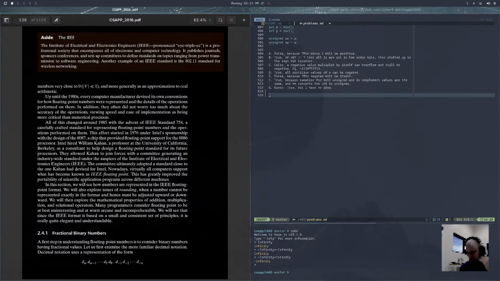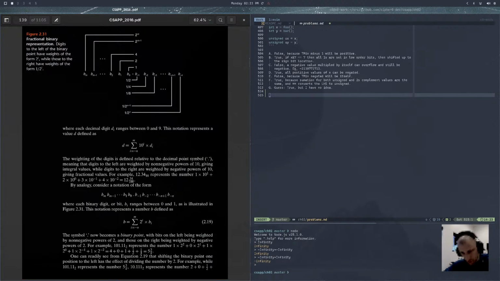A first step in understanding floating point numbers is considering binary numbers having fractional values. Let us examine the more familiar decimal notation. Decimal notation is a representation in the form d_m all the way to d_0, and then d_-n. And then we get this little diagram, which is the fractional binary representation. Digits to the left of the binary point have weights of 2 to the i, while those to the right have weights of the form 2 to the negative i, basically.